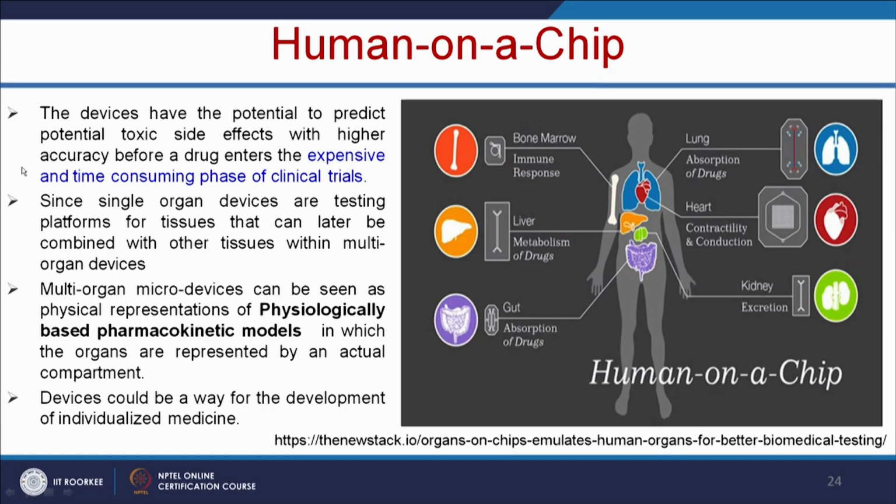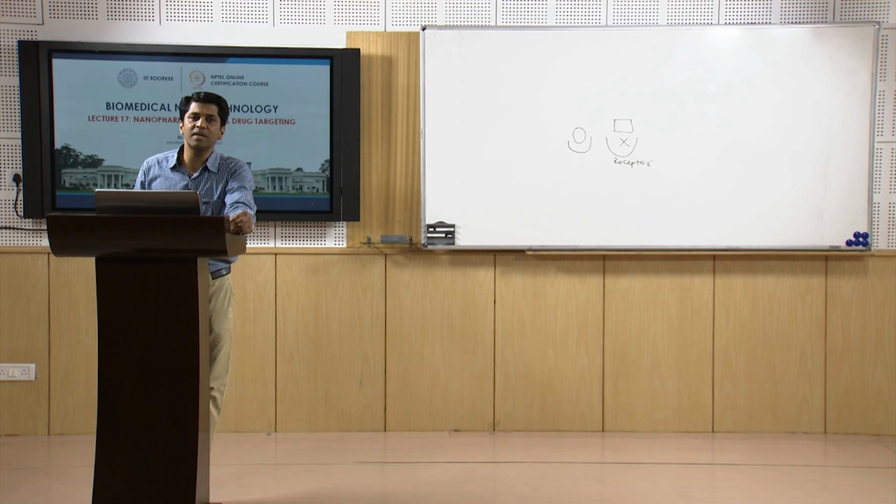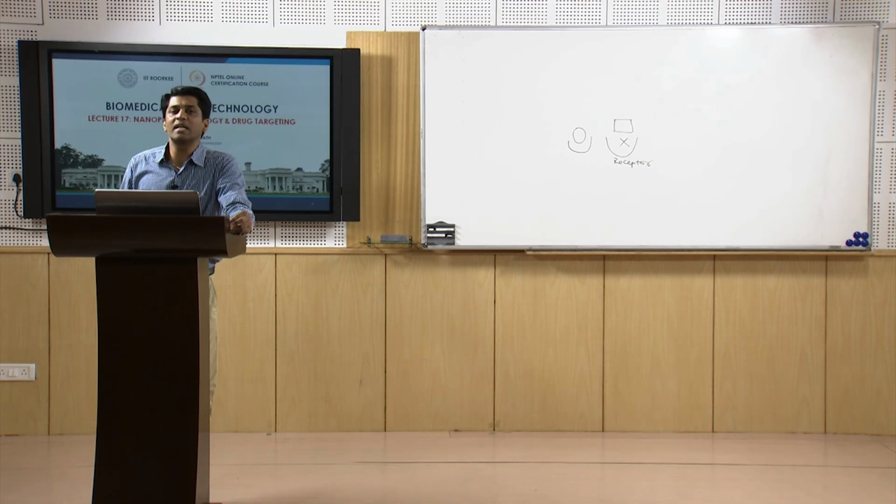Here the devices have the potential to predict the potential toxic side effects with higher accuracy before a drug enters the expensive and time consuming phase of clinical trials. So, before we take the drug to the clinical trials, which is time consuming and expensive, we can use this lab on a chip or human on a chip, and we can study the effect of this drug on this, then we can take it further for the clinical trial and commercial applications.